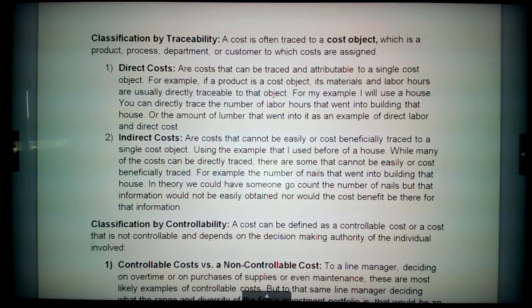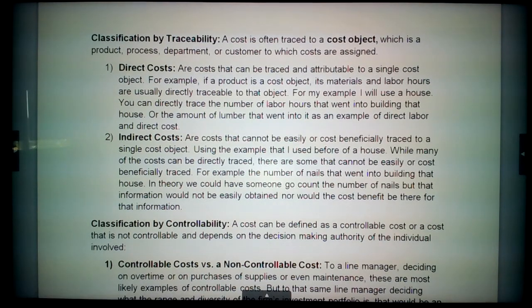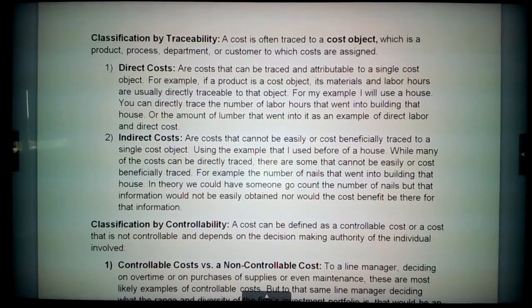I know exactly how much I paid for that wheel, and I know exactly what line of cars, or exactly what car, it went on to, and so I can trace that cost directly back to that car, that product. Indirect costs, not quite as straightforward.